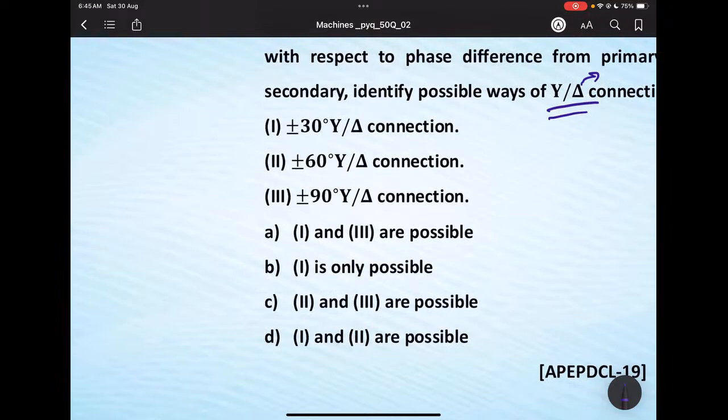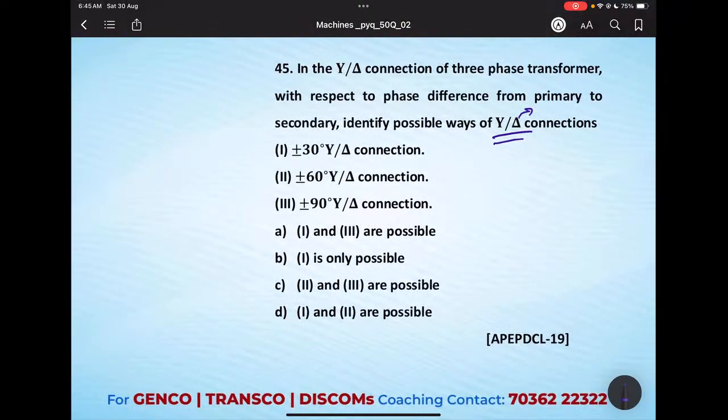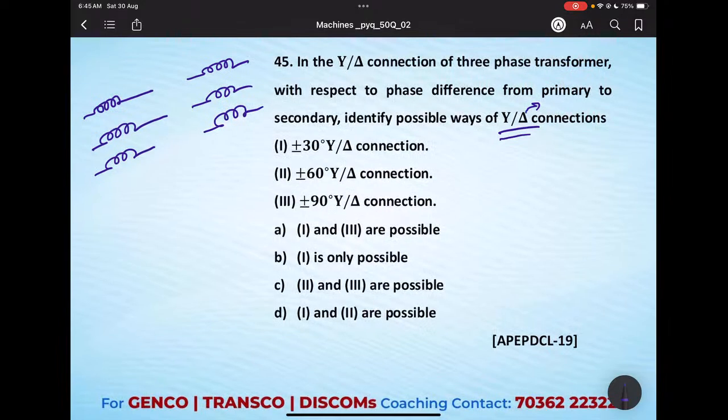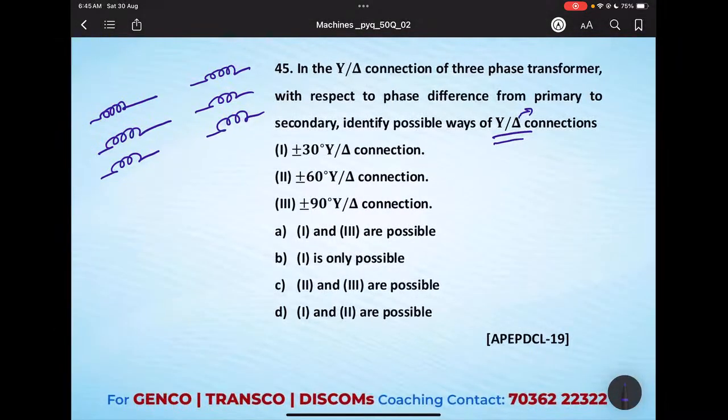First possibility: let's write down the circuit of the star delta transformer. This will be the primary phasors. This will be the secondary phasors. Let's take the notation A1, A2, B1, B2, and C1, C2, like this.